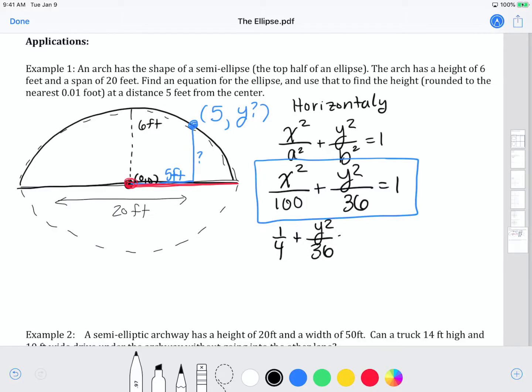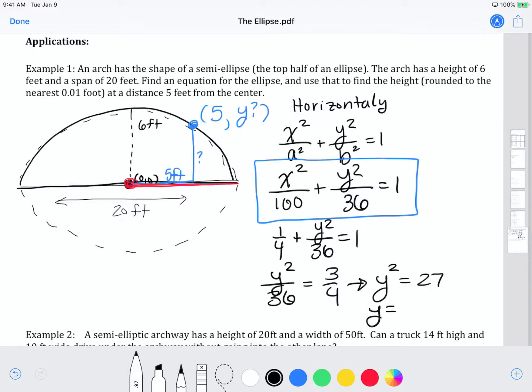So now we have to solve this, that we plugged in x is 5, we have to solve this for y. So I'm going to subtract 1/4 from both sides. So I get y squared over 36 is equal to 3/4. Because when I take 1/4 from 1, that gives me 3/4. Now I'm going to multiply both sides of my equation by 36, so I can isolate the y squared. I'm going to get y squared is equal to 27 when I multiply both sides by 36.